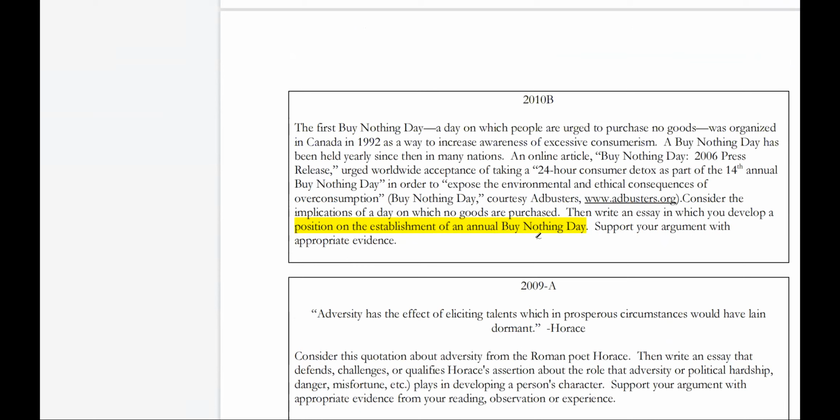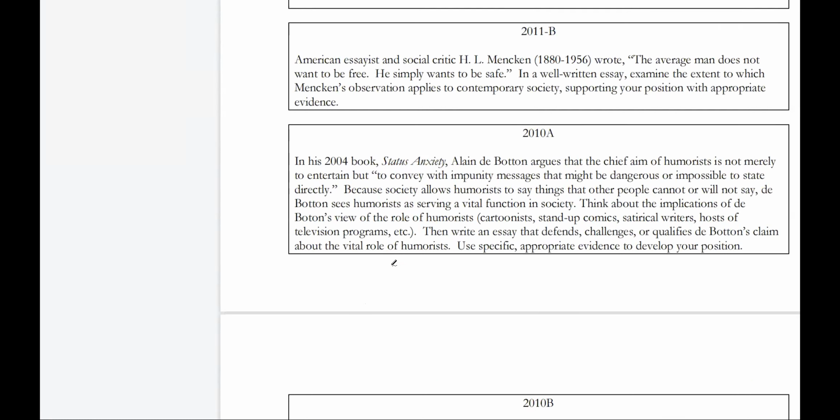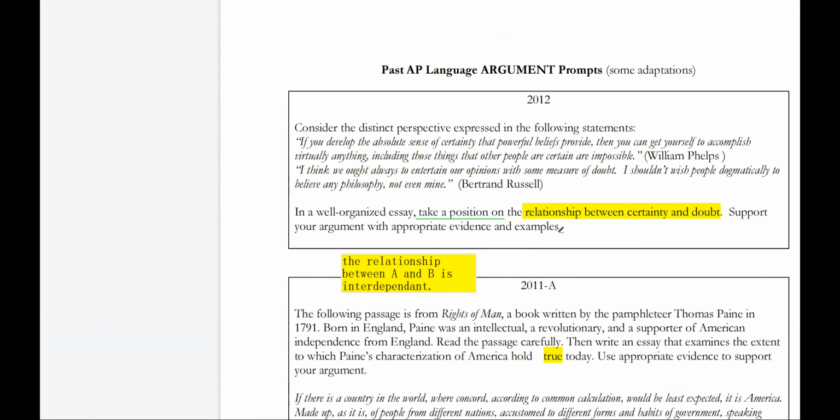And then earlier, this one: establishment of annual Buy Nothing Day. Your position on it is already established, and you can say, well, we should not have this Buy Nothing Day, or we should have. So it's already there. So what do you think? And they keep going back right here. Relationship between certainty and doubt. Well, in this case, we already have a relationship right here. It's not pros cons anymore. That makes sense. So you've got to be careful.